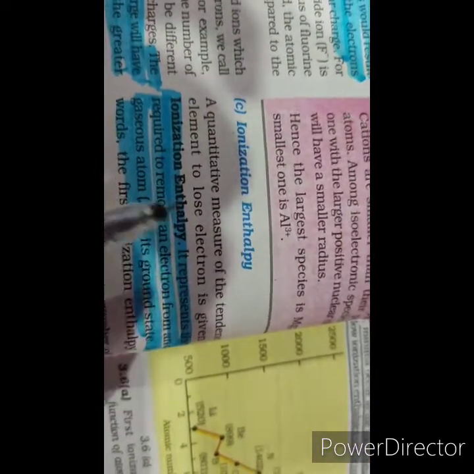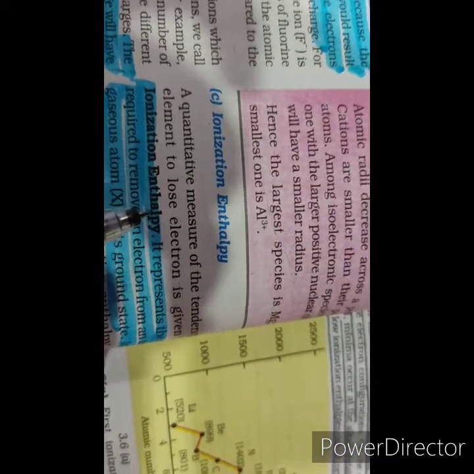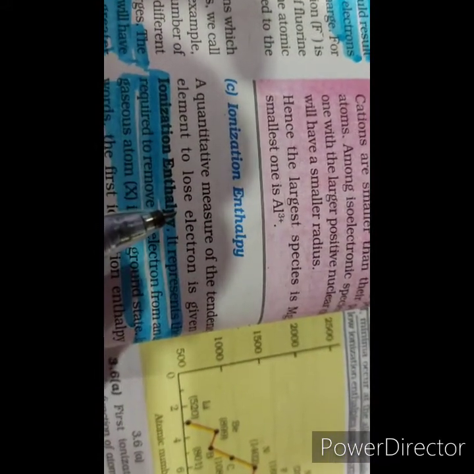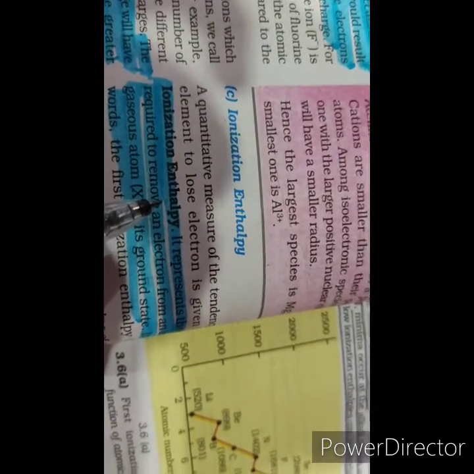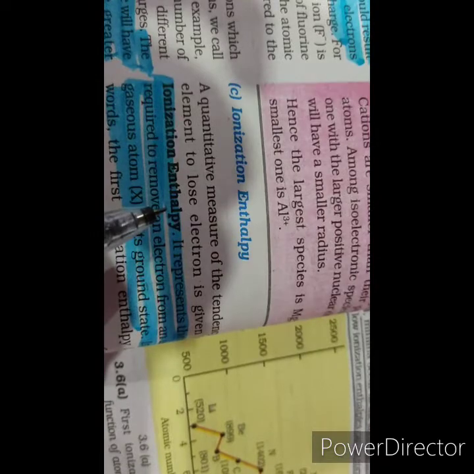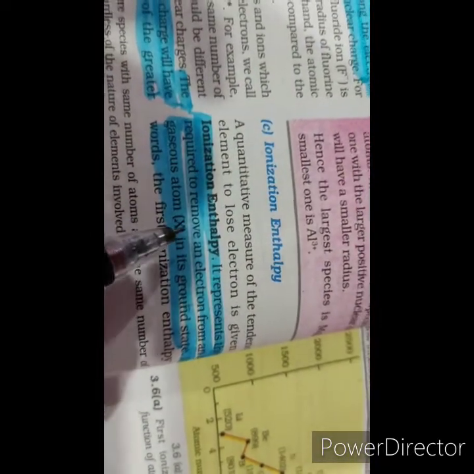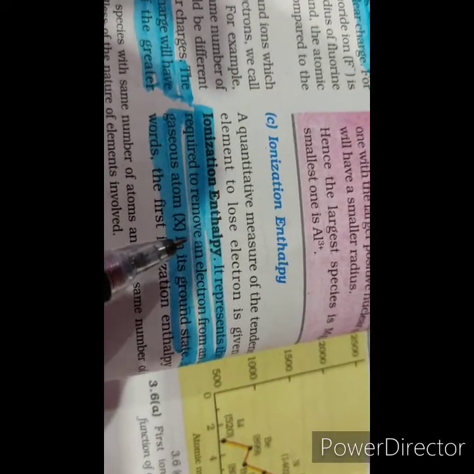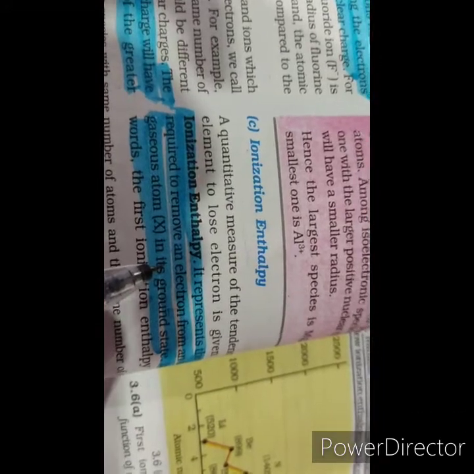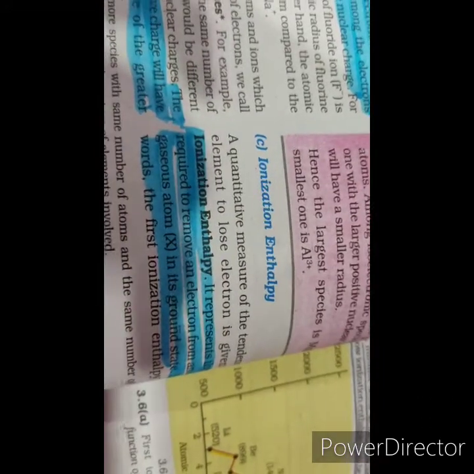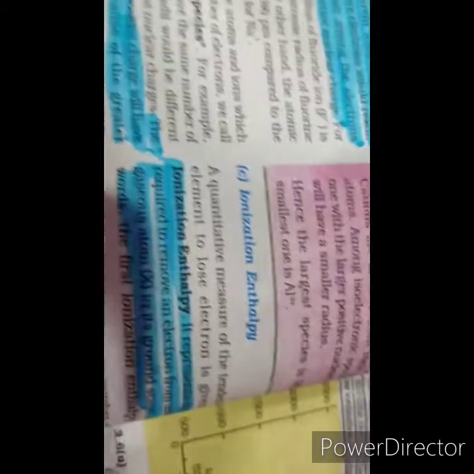Ionization enthalpy. The electrons in an atom are attracted by the positively charged nucleus. So in order to remove an electron from an atom, energy has to be supplied. This is known as ionization enthalpy. We can define ionization enthalpy as the energy required to remove the most loosely bound electron from an isolated gaseous atom of the element in its ground state.